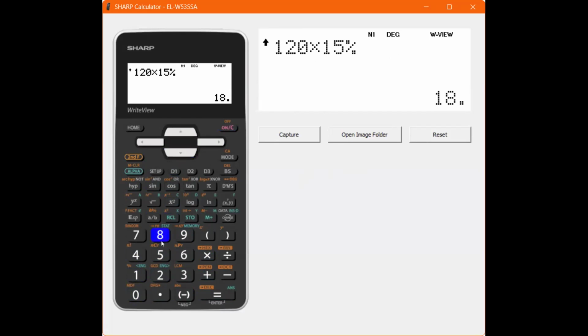Okay. If I want to say 120 minus 15%, so I'm giving a discount of 15%, then I would just say minus second function and 1, and that gives us 120 minus 18, which is 102 Rand.